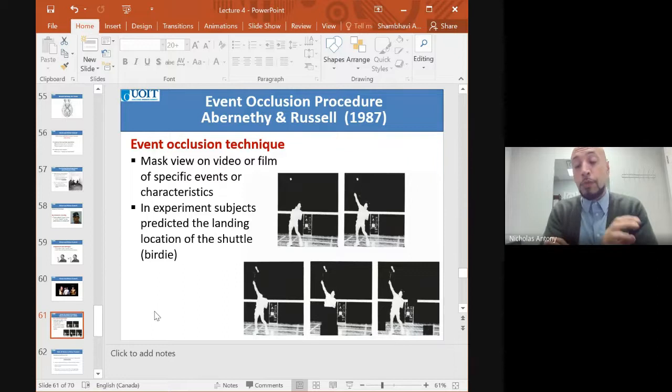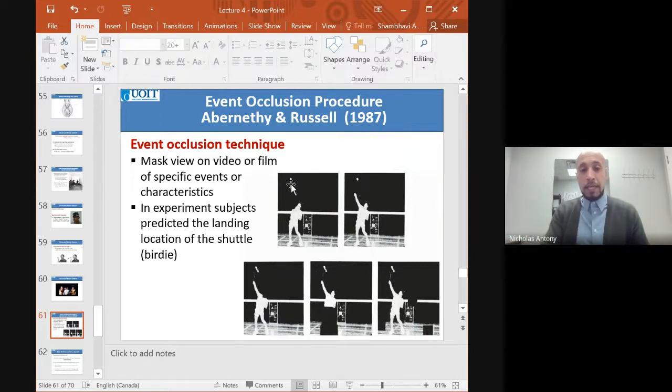So before those glasses or this technology that we talked about with Ronaldo or the eye movement trackers, what they used to do way back in the day when these studies first started is that they would use an event occlusion technique. Here's a badminton example. They would show the badminton players a video of someone doing badminton and ask, which way is the birdie going to go?